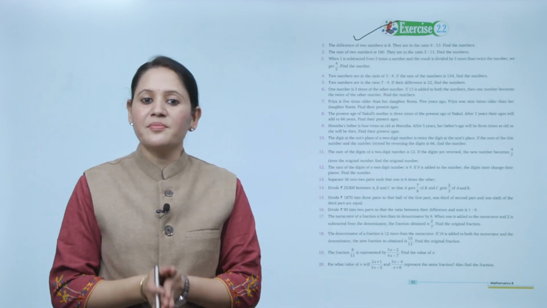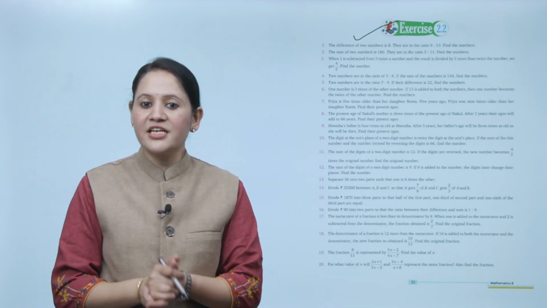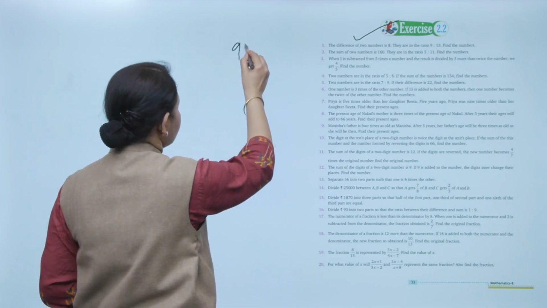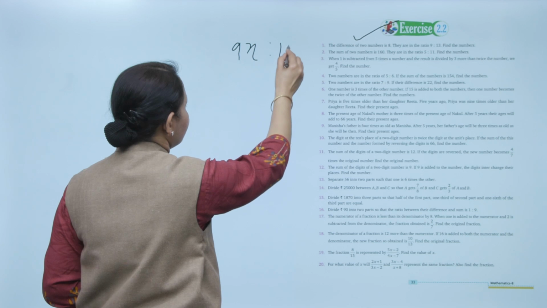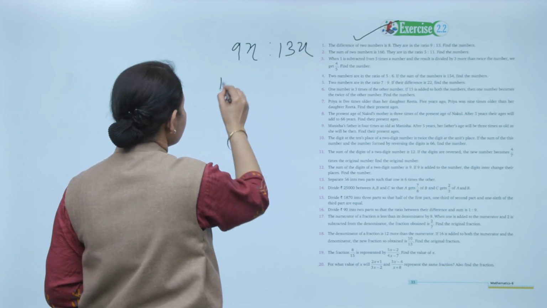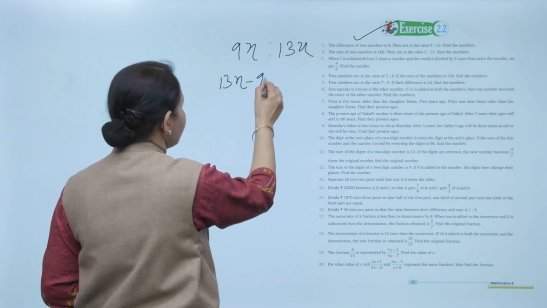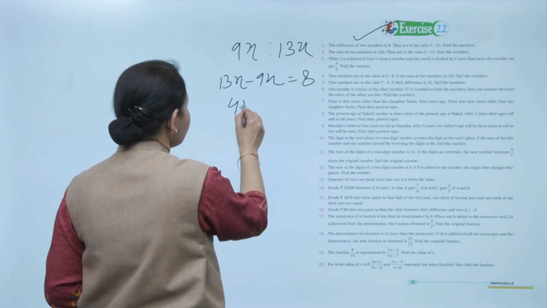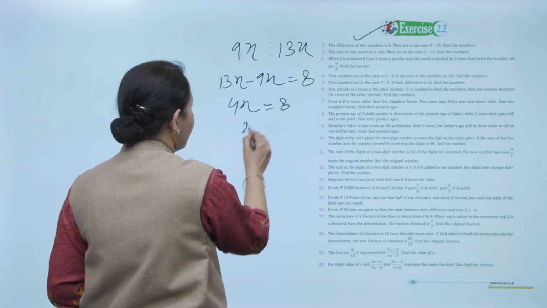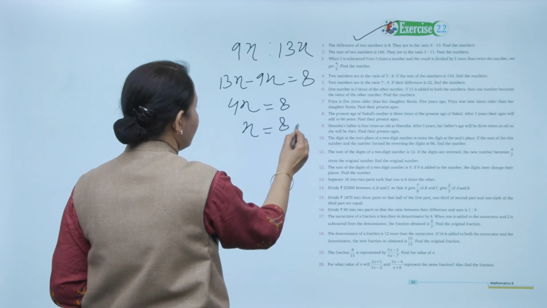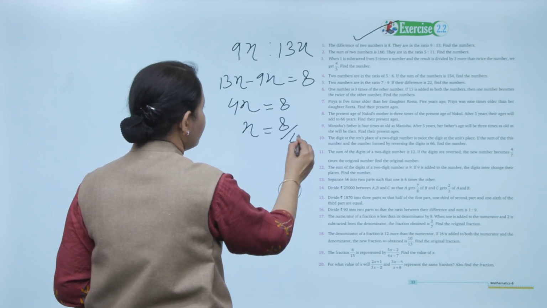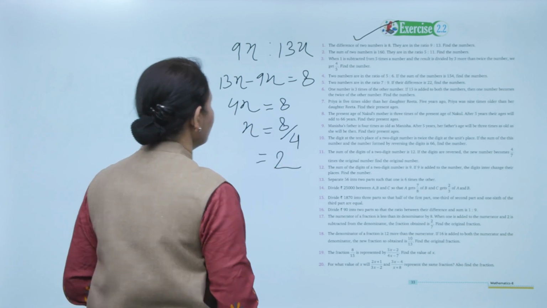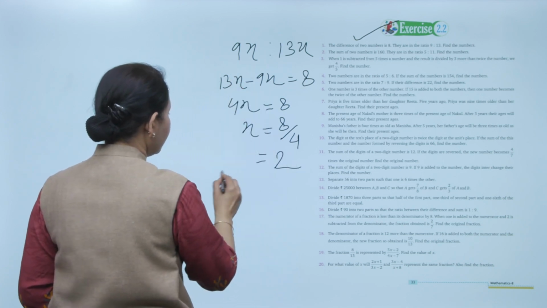The difference of two numbers is 8. They are in the ratio of 9:13. Find the numbers. Suppose the numbers are 9x and 13x. So the difference is 13x minus 9x equals 8. 4x equals 8. x equals 8 upon 4. So that is 2. So numbers क्या हो जाएंगे?